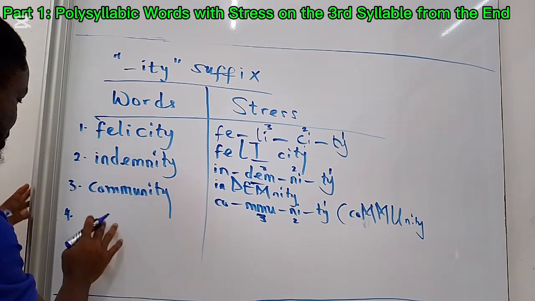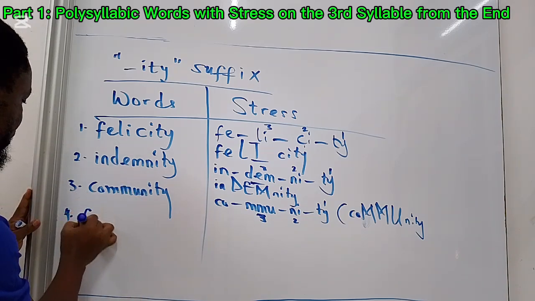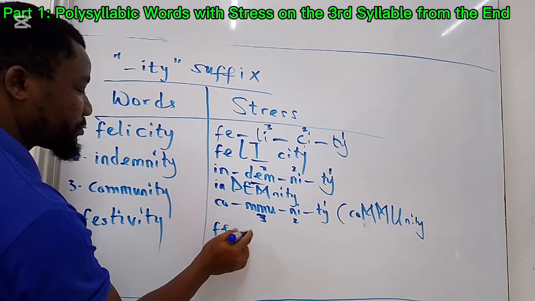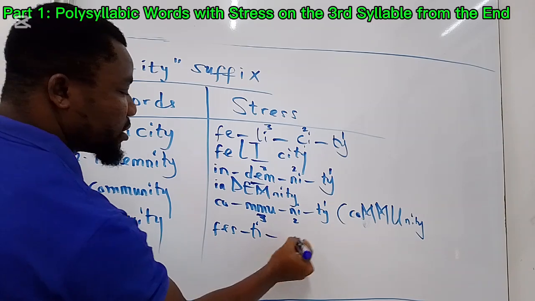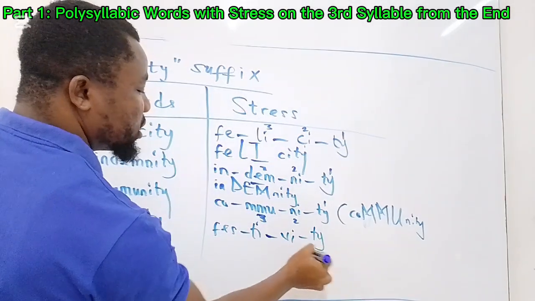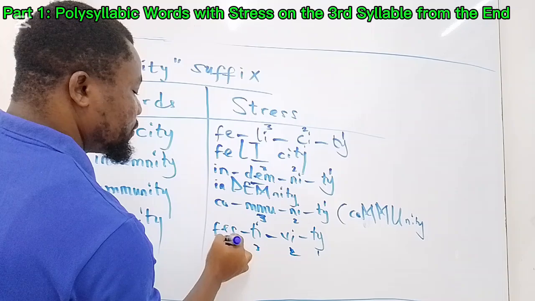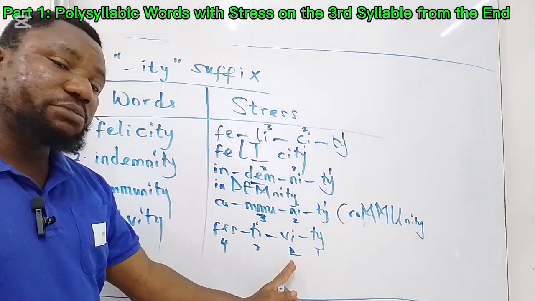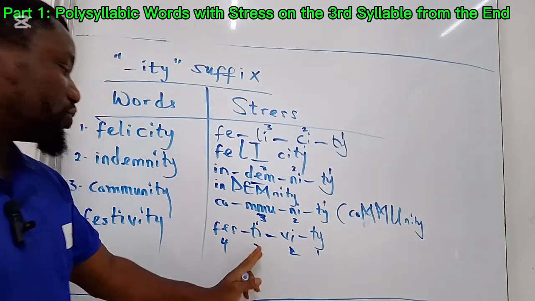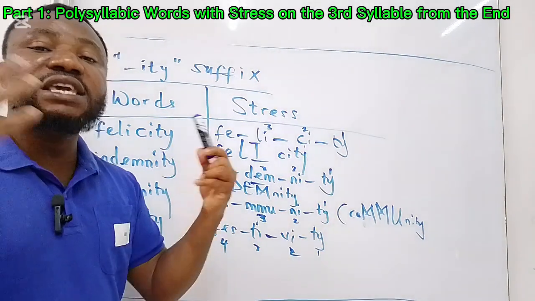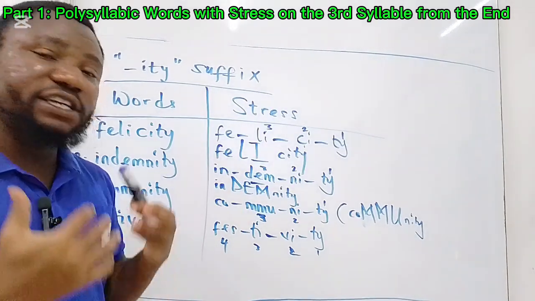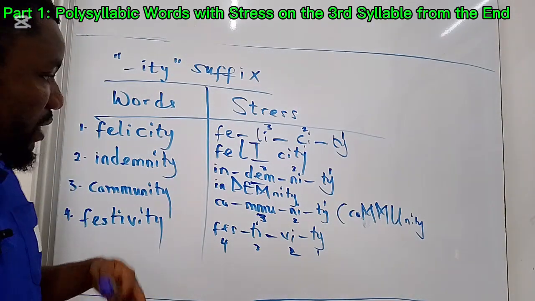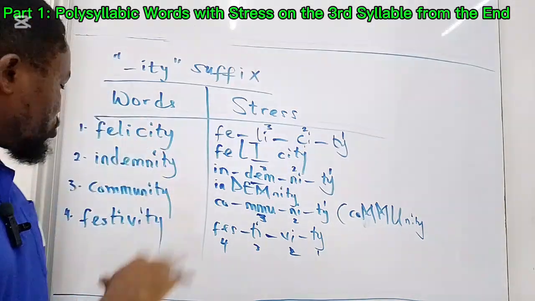Finally, let's just look at this. I don't want the video to be long. So number 4, let's look at the word festivity. Festivity. 1, 2, 3, 4. This is the last syllable, this is the penultimate syllable, and this is the third from the end. So our stress falls on ti. Festivity, not festivity. I feel like giving more examples, but like I said before, I don't want this video to be long. So we'll just stop at these 4 examples.